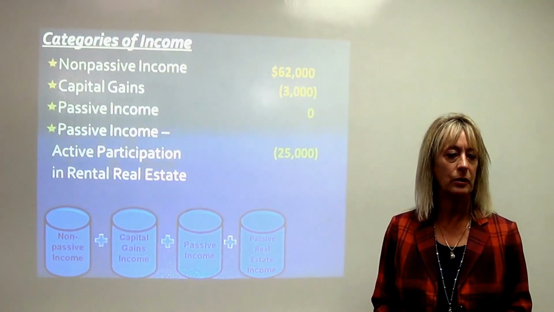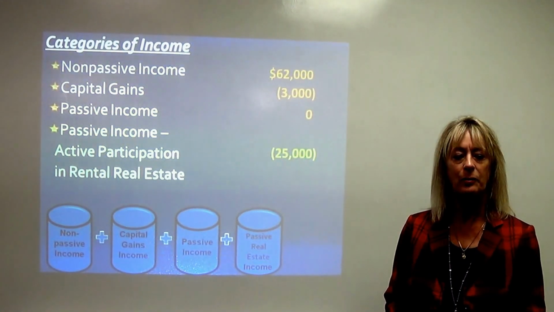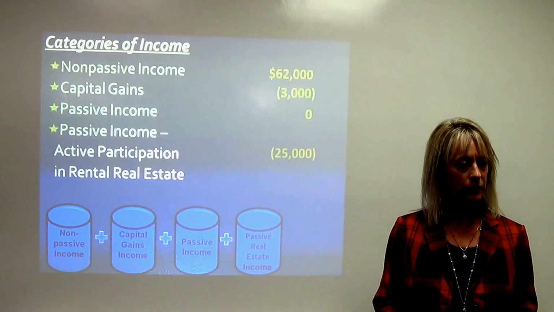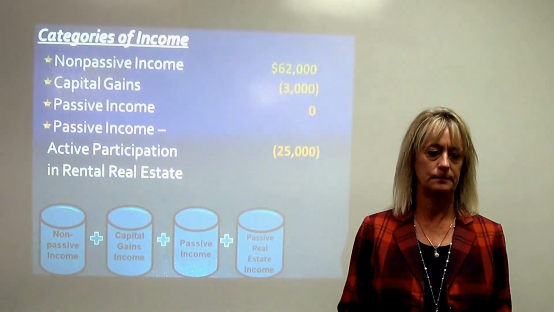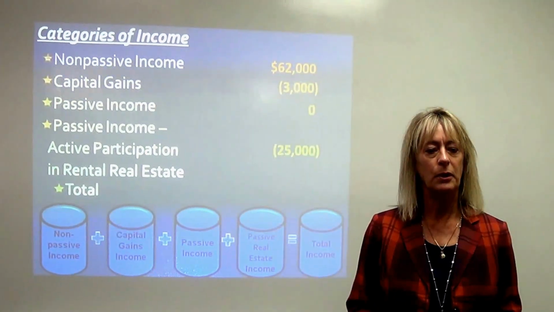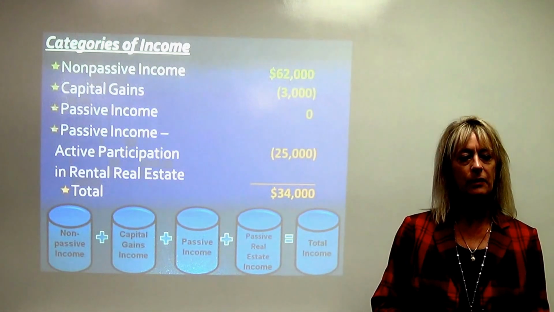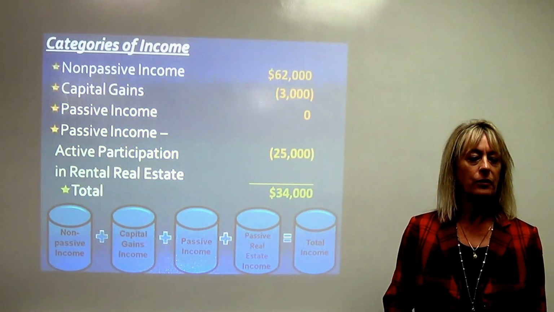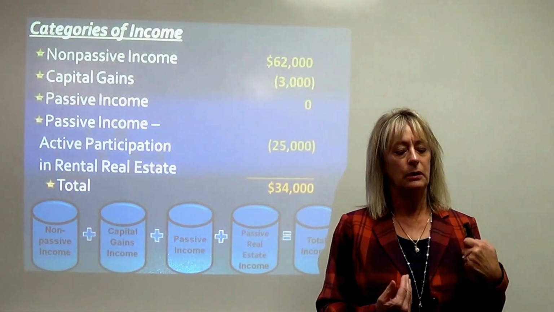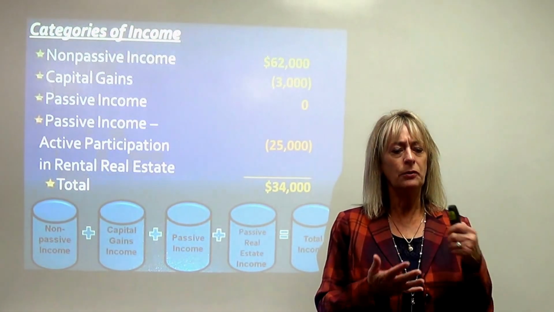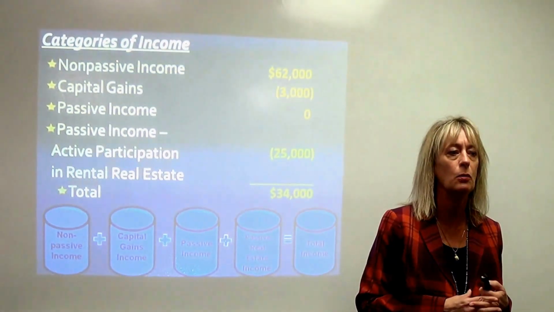And we use the $25,000 loss limit. We made an assumption here that their adjusted gross income was under $100,000, so this wasn't limited. Okay, so we now have a total net income of $34,000. So this is really how that whole thing works. You have to look at what bucket your different types of income belong in.